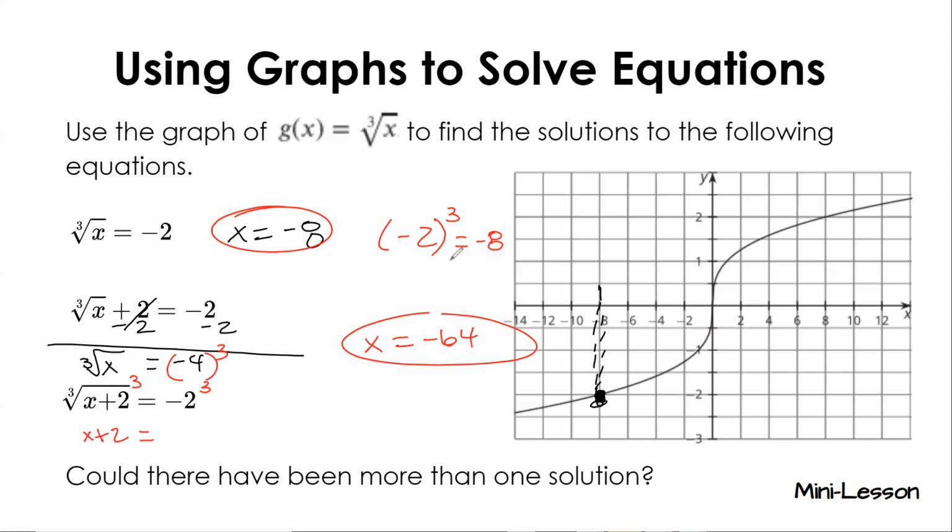-2 to the third power is -8. Now we want that x by itself, so we're going to subtract 2 from both sides. So x is going to equal -10.